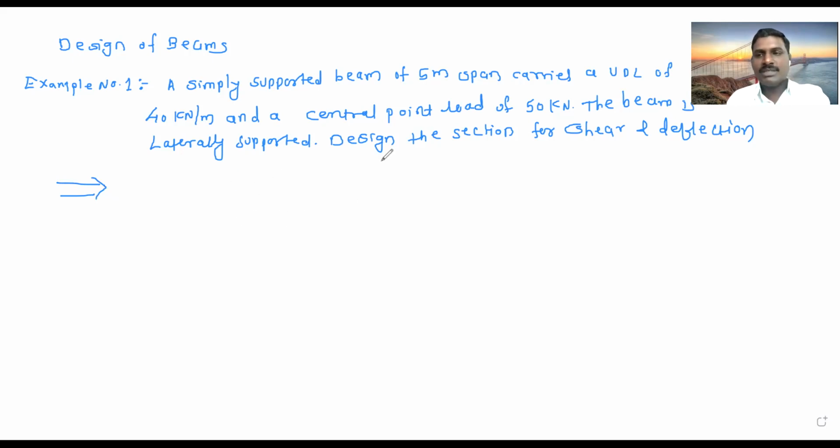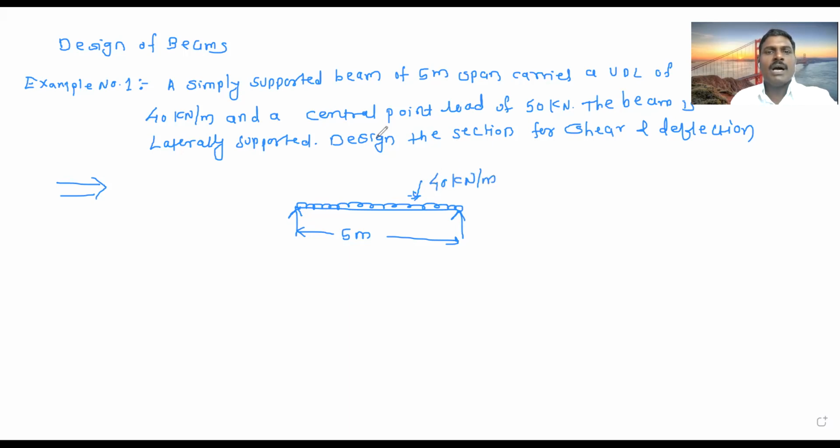Before that, on the basis of the problem statement, we will draw the sketch. The beam is a simply supported beam having a span of 5 meter. Please read the problem statement. Then on this 5-meter span, a UDL of 40 kilonewton per meter is there. Again, a central point load is also there. The central point load is 50 kilonewton.